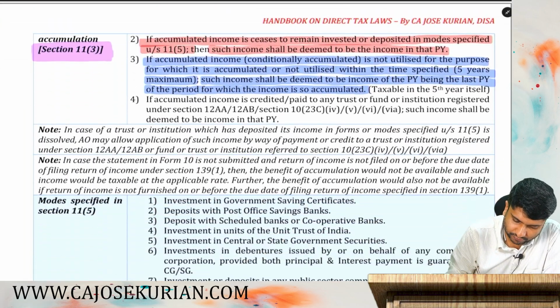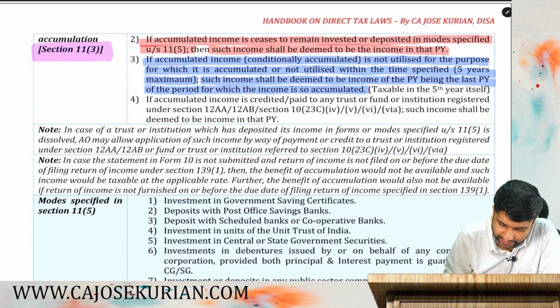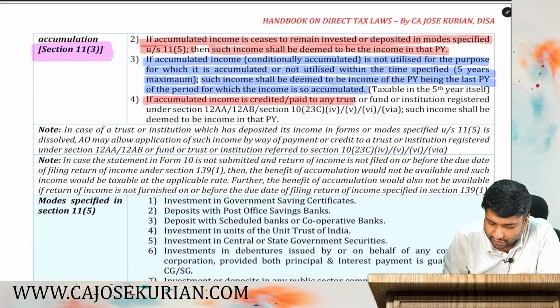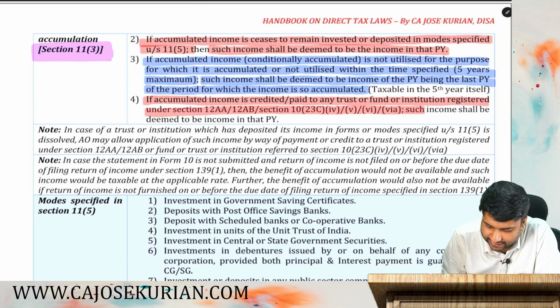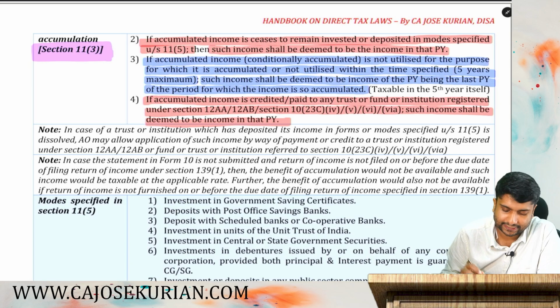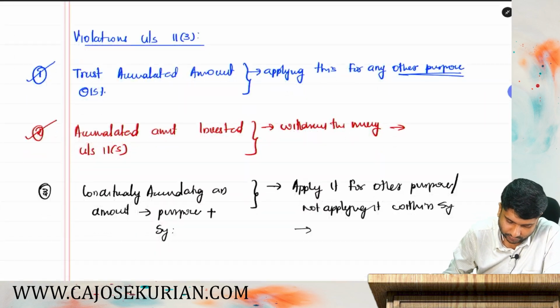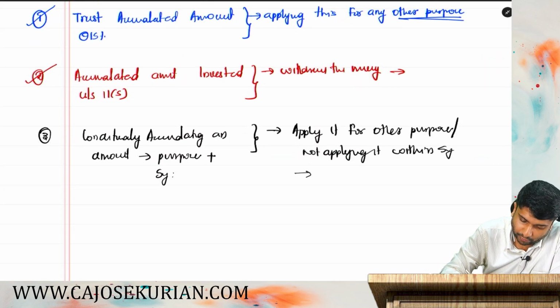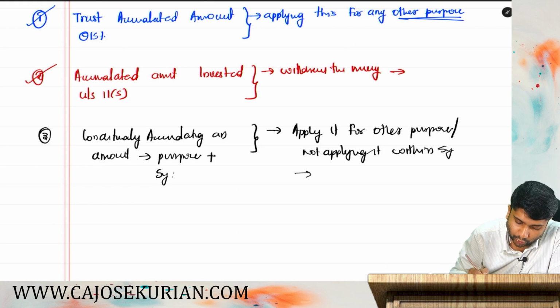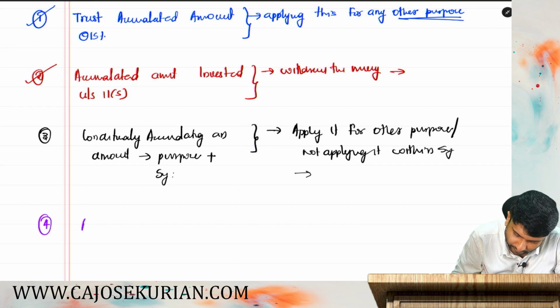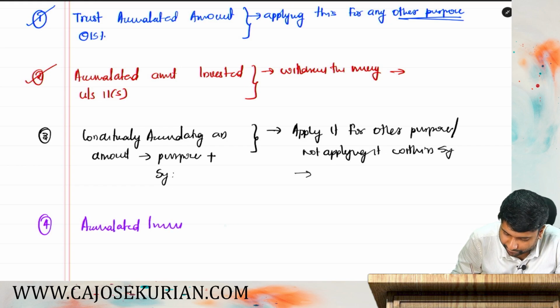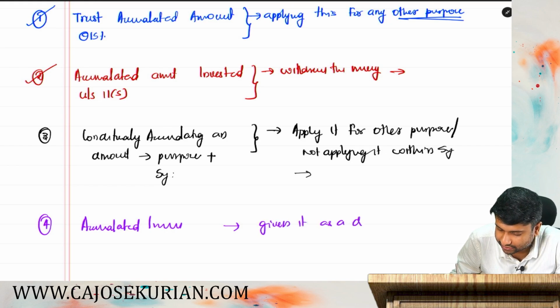Point number 4. If accumulated income is credited or paid to a trust or a fund or institution registered under 12AA or 12AB or section 10(23C), such income shall be deemed to be income of that previous year. So listen, point number 4, what they are saying is all the accumulated income, what I've done, I've given it as a donation to another trust.